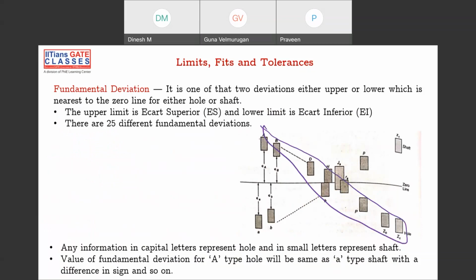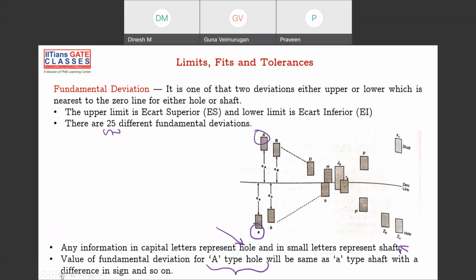So here I told you about width, right? Instead of width, the fundamental deviations are very important. Like that, we have 25 fundamental deviations. Any letter in capital represents hole. Any letter in small represents shaft. That I already clearly mentioned. If you're taking A type of hole, then you should take A type of shaft, compulsory.